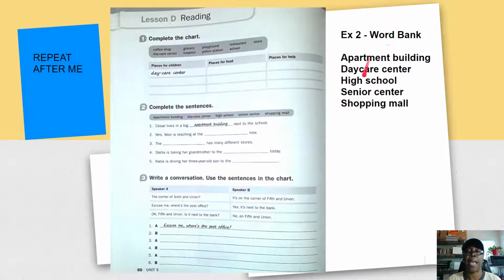So in exercise 2, our word bank here, we have apartment building, daycare center, high school, senior center, and shopping mall. These are places that are in our word bank. So now we're going to answer these questions. Well, not answer the questions, but fill in the blank. Complete the sentences, basically. Number 1. Caesar lives in a big apartment building next to the school.